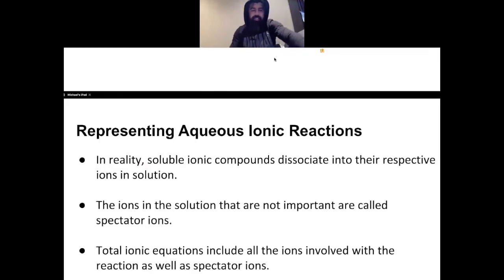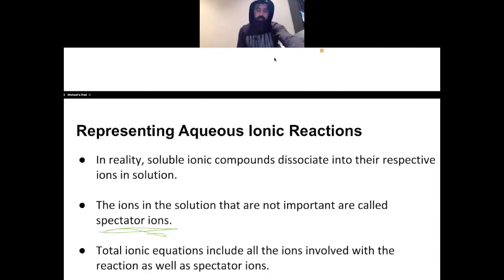In reality, soluble ionic compounds dissociate into their respective ions in solution. The ions in the solution that are not important are called spectator ions. The term spectator ions implies ions that are not involved with forming the precipitate. So remember the drawing I drew with the lead iodide that precipitated, and then we had the ions in that beaker that still stayed as ions. Those ions that stay as ions are the spectator ions.